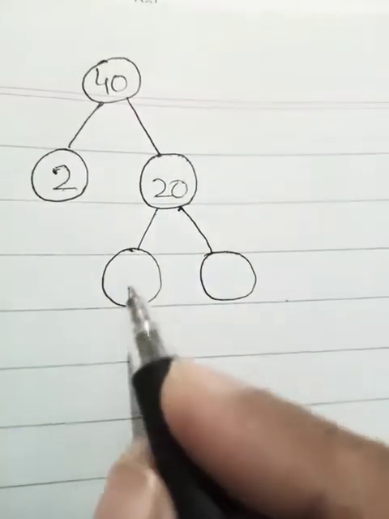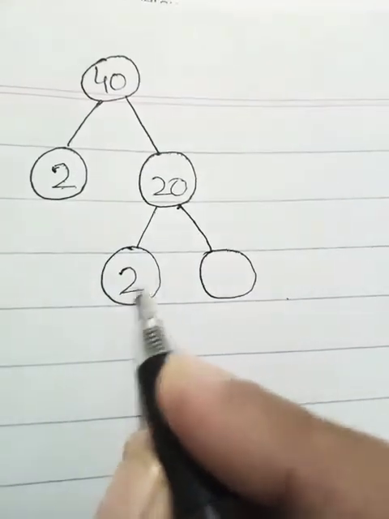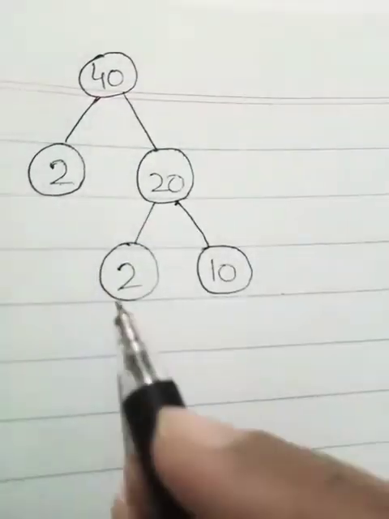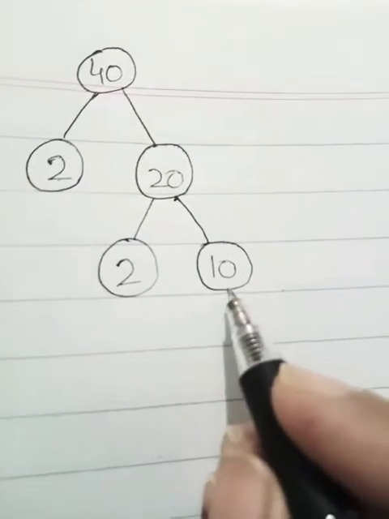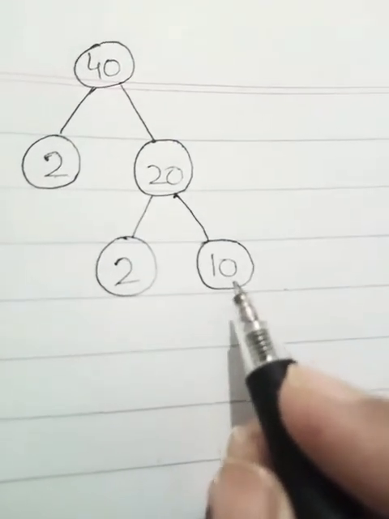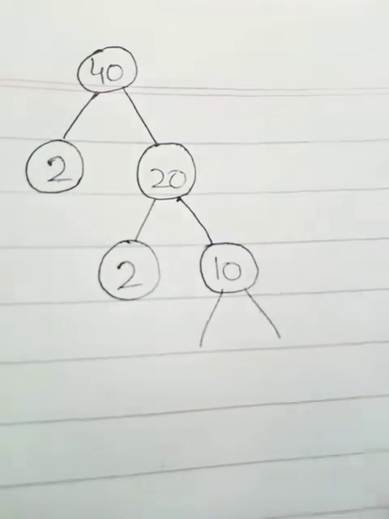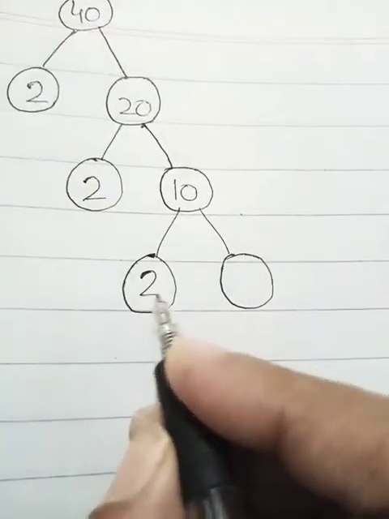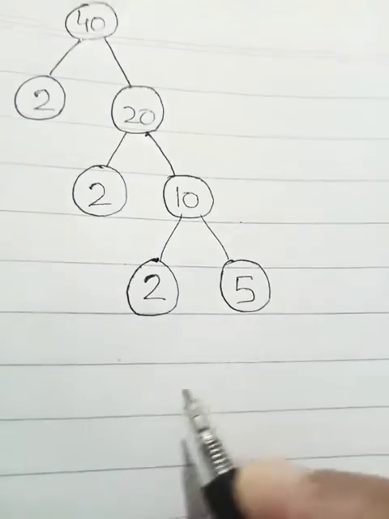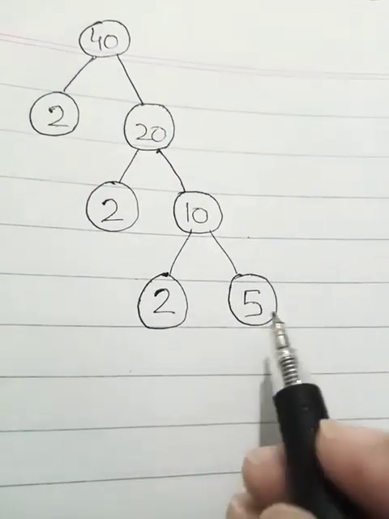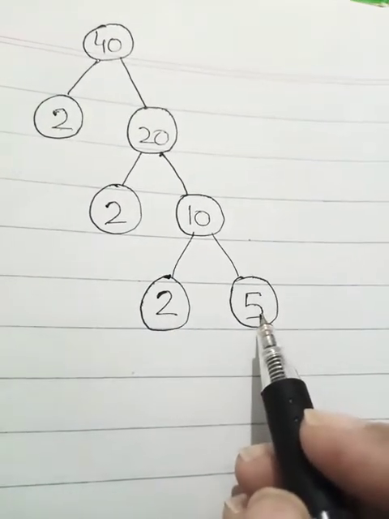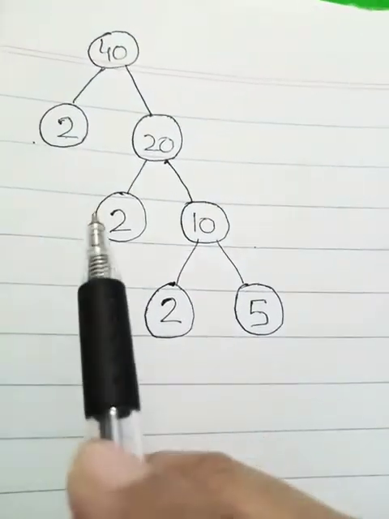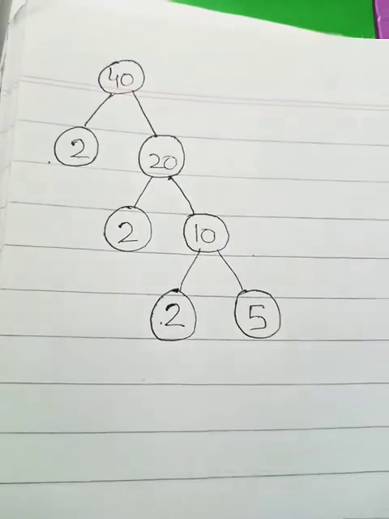20 is also an even number, we will divide it by 2. 2 1s are 2, 2 zeros are 0, 2 10s are 20. Now 2 is a prime factor, but 10 is a composite number, so we will further divide it. 10 is also an even number, so we will divide it by 2. 2 5s are 10. Okay, now we have 2 and 5, and these 2 and 5 are prime factors. Now what are the prime factors of 40? 2, 2, 2 and 5.